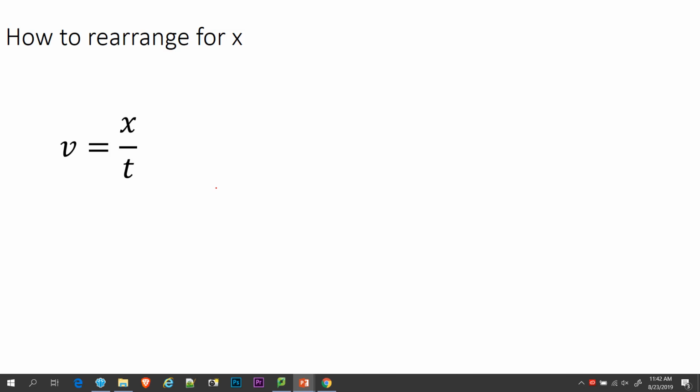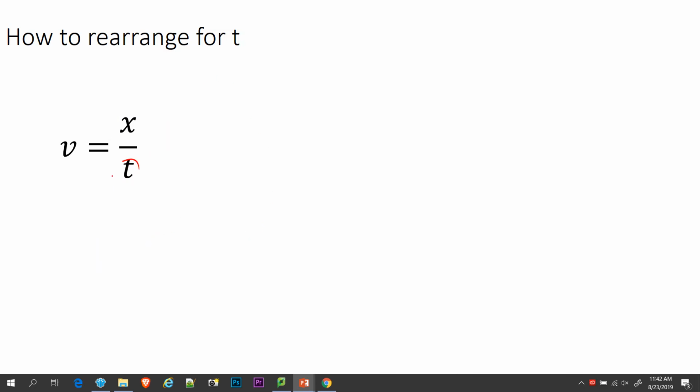Okay, so if I was going to rearrange this, what I didn't do in the last problem, which I do here, and it's a good idea to rearrange first. I look at x. x is in the top. So if I get rid of t, I'm left with x over 1, which is the same thing as x. Multiply both sides by t. t cancels out, and I can rewrite that as x equals v times t.